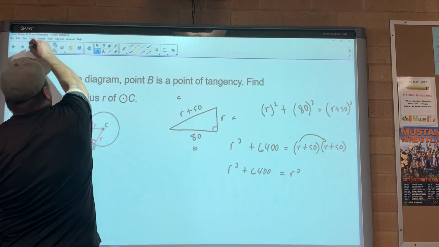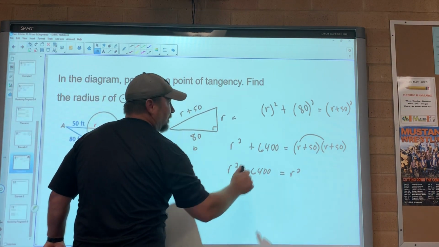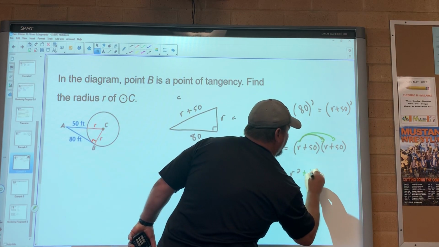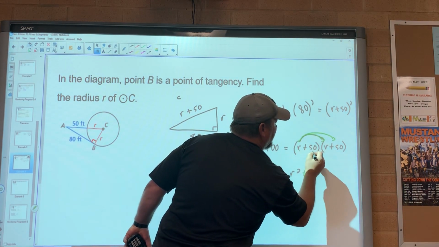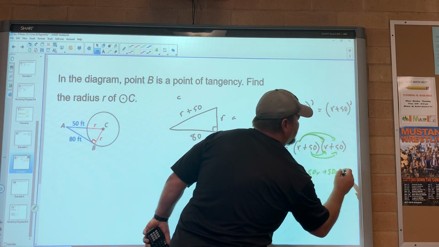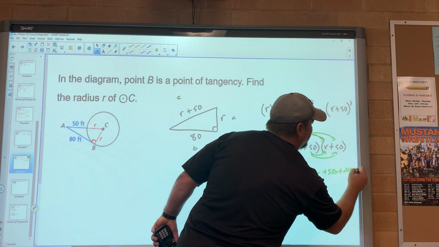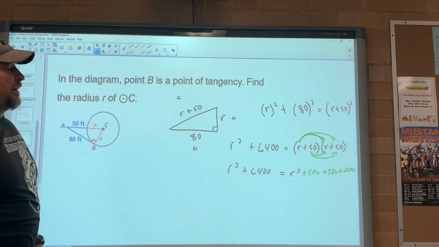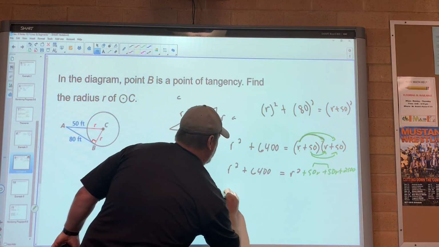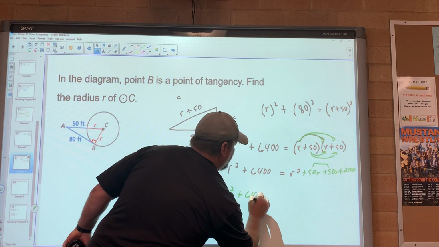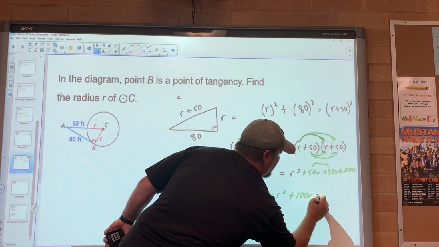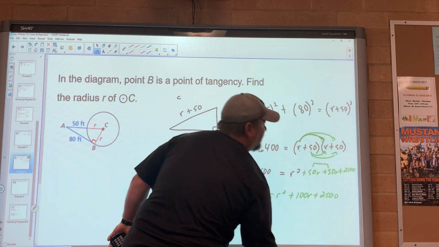I'm gonna use my colors to help you. So R times 50 is gonna be a plus 50R. Then 50 times R is gonna be a plus 50R. And then 50 times 50 is gonna be a plus 2,500. So now we have what we have. Now we'll just combine our middle terms. R squared plus 6,400 equals R squared plus 100R plus 2,500.